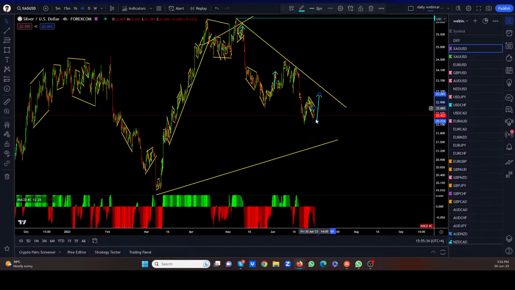There's a small trade here to the downside if you want. I don't think we'll get that trade here because of the consolidation, but the upside would definitely be a trade we'll be looking for.